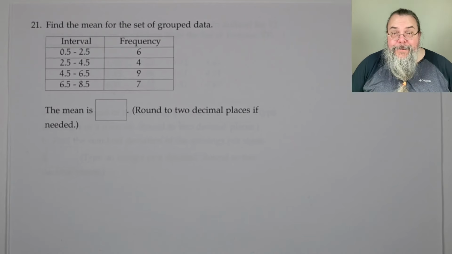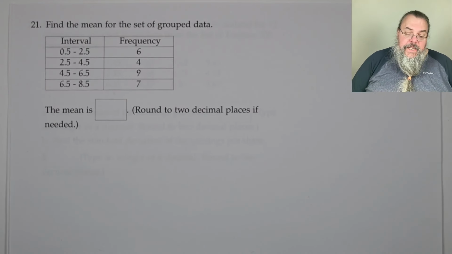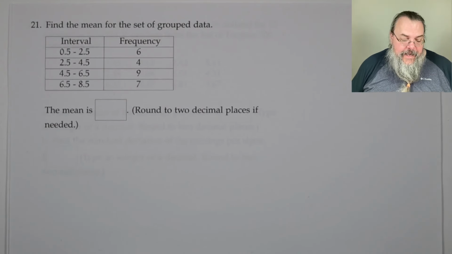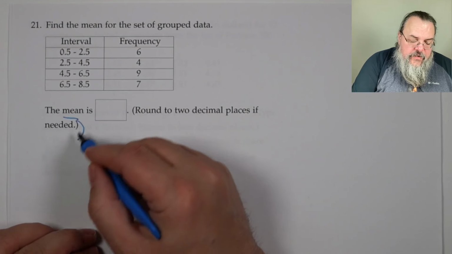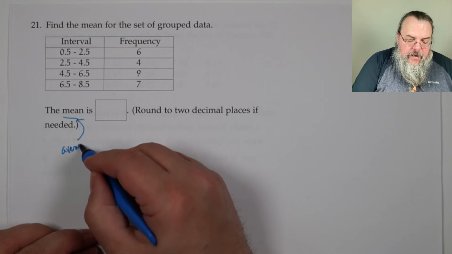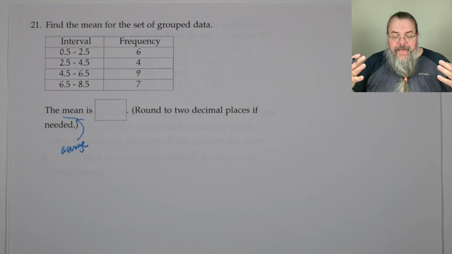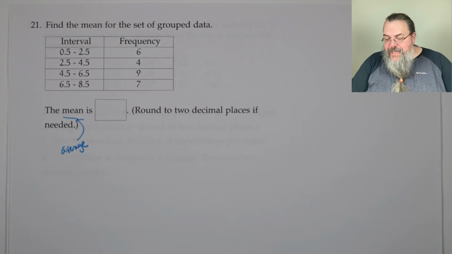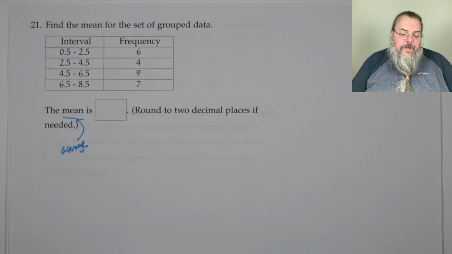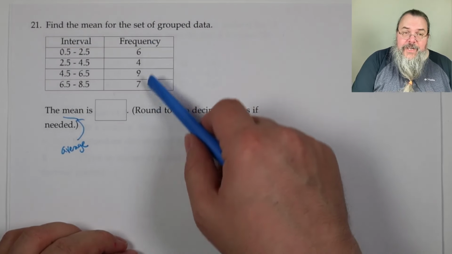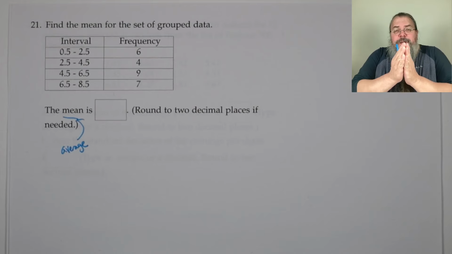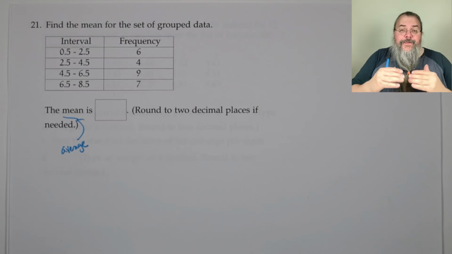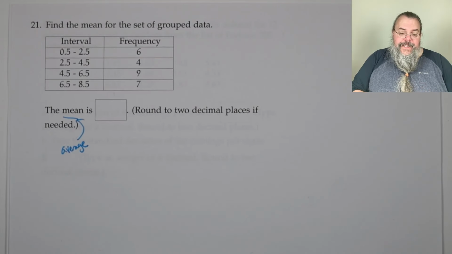Number 21. Find the mean for the set of group data. And as a reminder, what is the mean? Well, the mean is just another way of saying the average. And so what we want to do is find the average value. However, this data is a little bit different than sometimes the data we work with. We do have a frequency, which says here's the number of data points. But instead of having specific values, we're being given intervals. So what do you do when you have an interval? And the answer is you use the center.